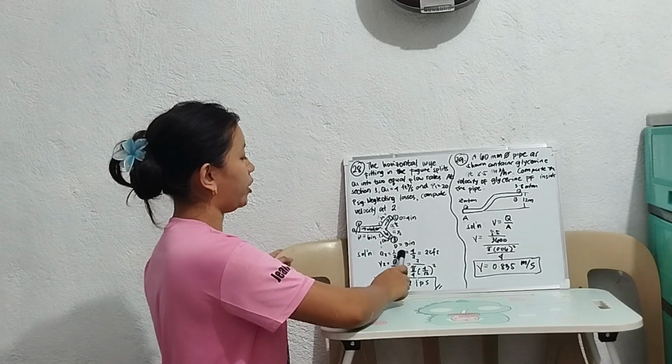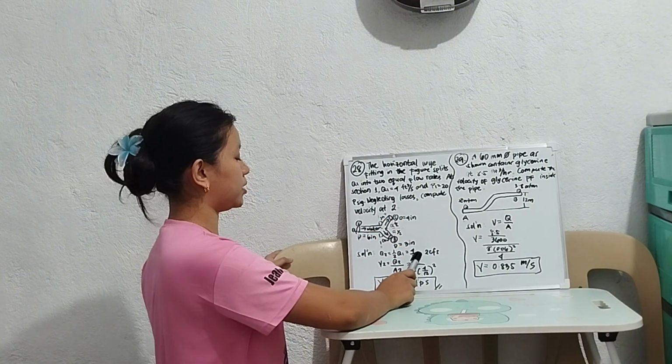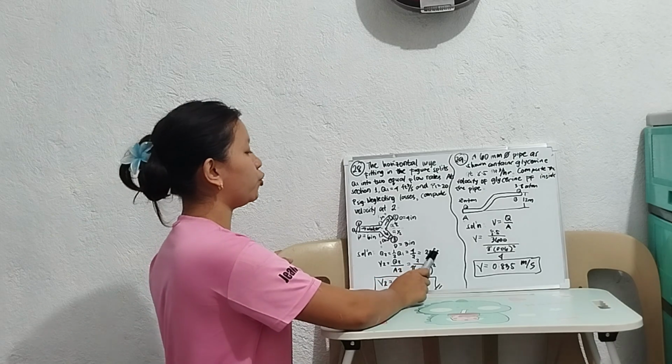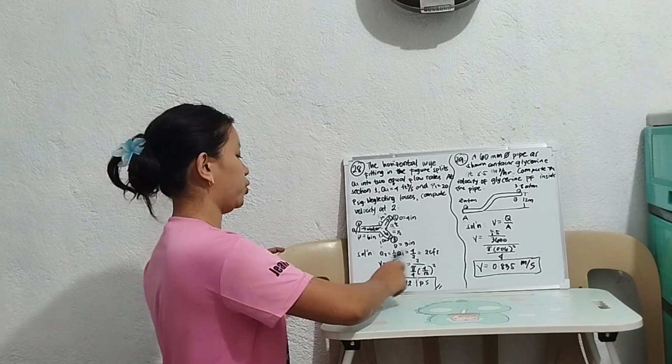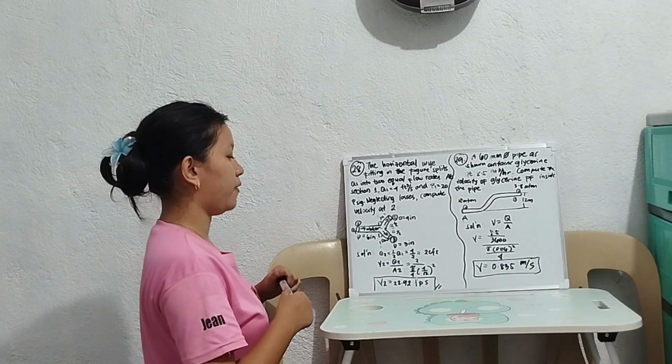So here we have the Q1, which is 4 cubic feet per second. 4 divided by 2 equals 2 cubic feet per second. So, that is Q2 first. The next thing to do is we need to find the velocity.